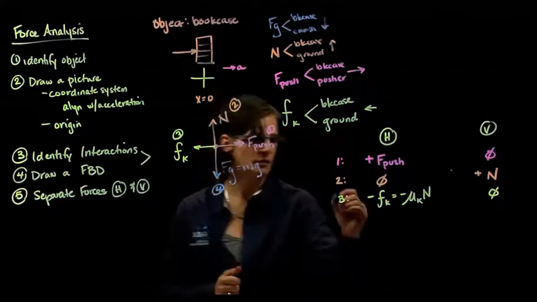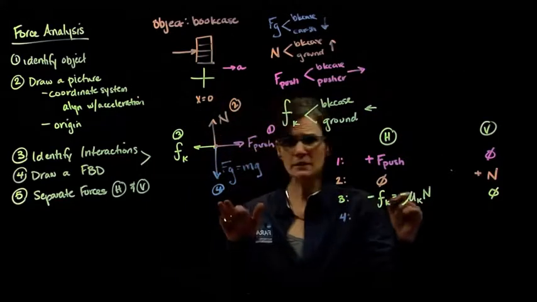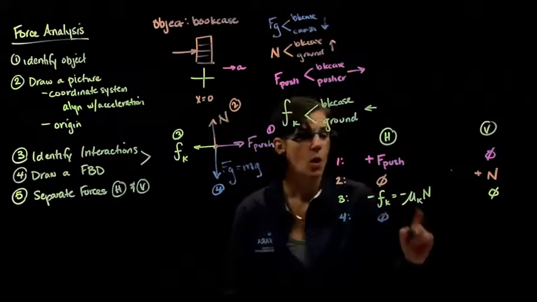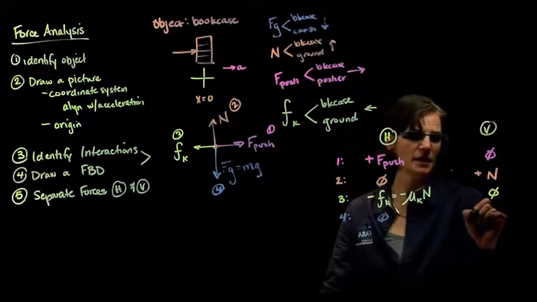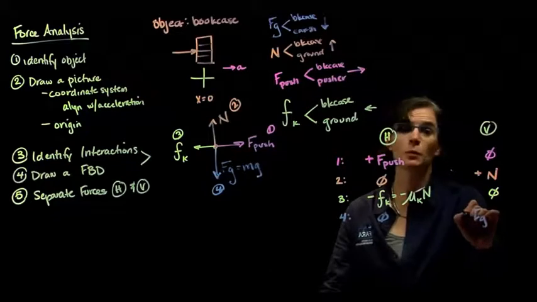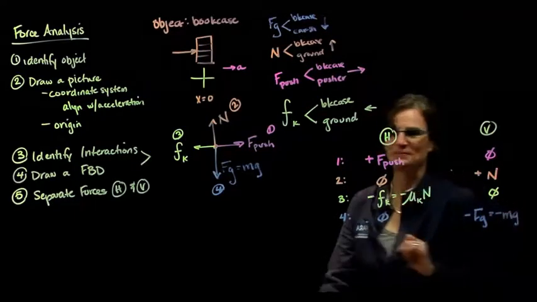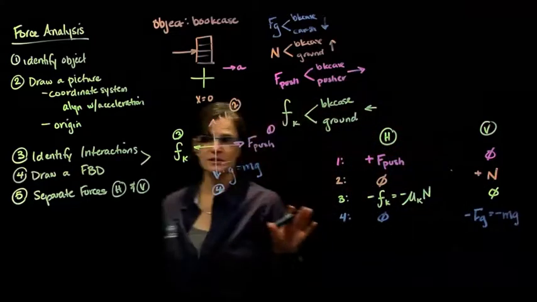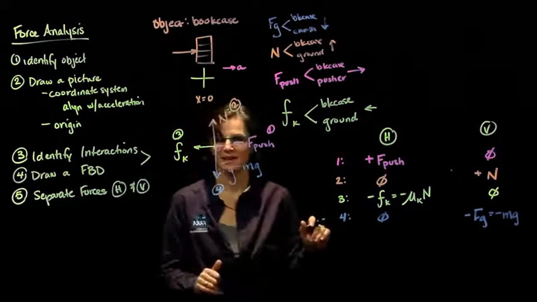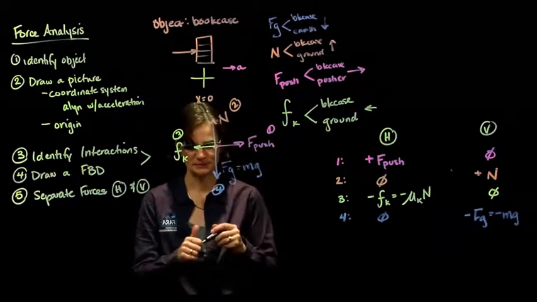But we do know that it's related to the coefficient times the normal force. And finally, force number 4 does not have a horizontal component, only a vertical component. It's pointing in the downward direction, and we want to keep in mind that's minus mg. So here are our 4 forces separated into horizontal and vertical forces.